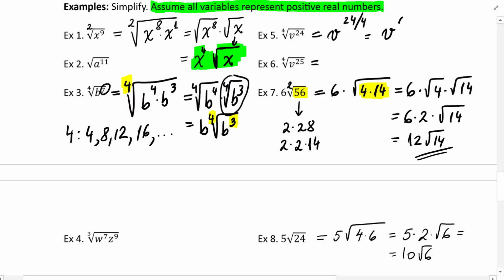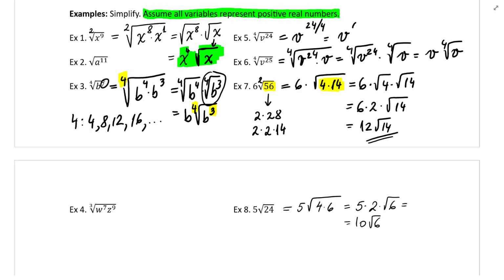So now 25 divided by 4 doesn't divide evenly, but based on the example 5, I can say v to the 25 is v to the 24 times v to the first, right? And if we separate into 4th root of v to the 24 times 4th root of v. Now, 4th root of v to the 24, it's v to the 6, and then we keep 4th root of v, which would be the final answer.